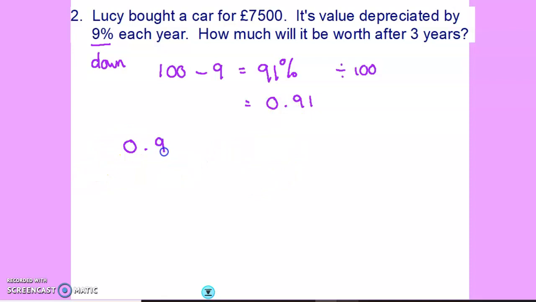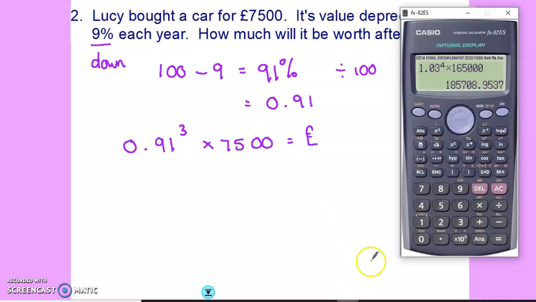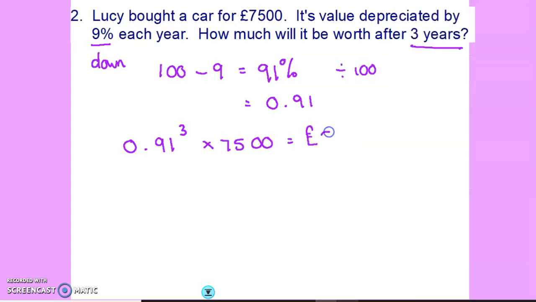So we've got 0.91 to the power of 3, because it's for 3 years, times by 7,500. The decimal point in this calculator does not like me. £5,651.78. £5,651 and was it 78 pence? Check that. Yep, 78 pence.